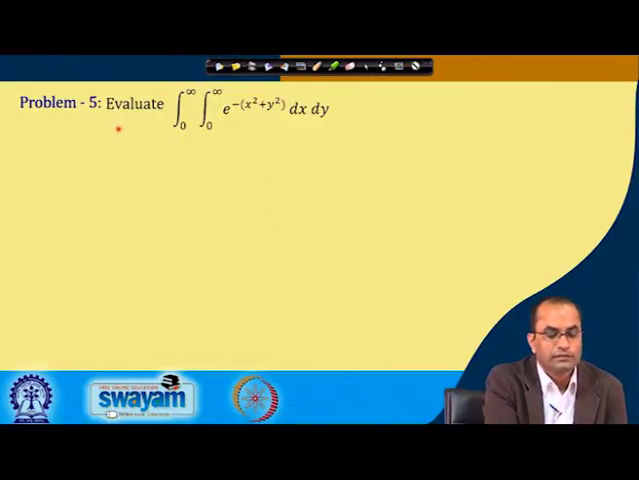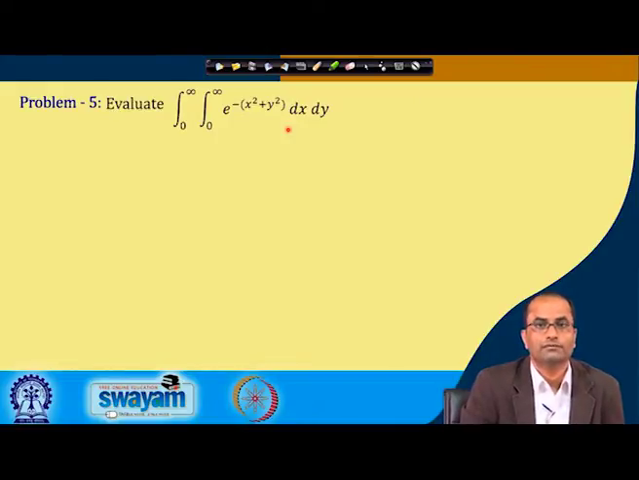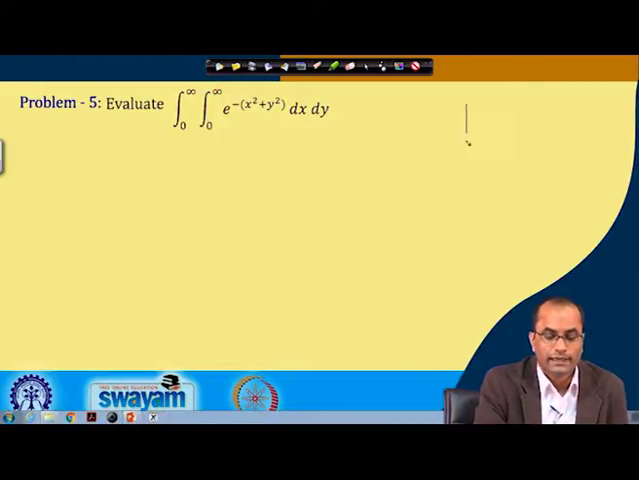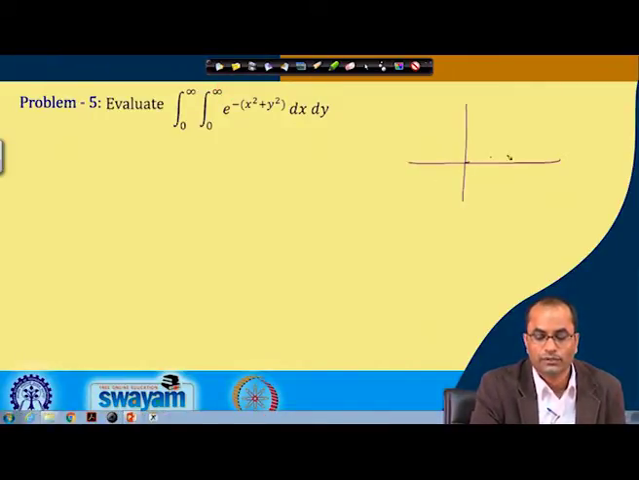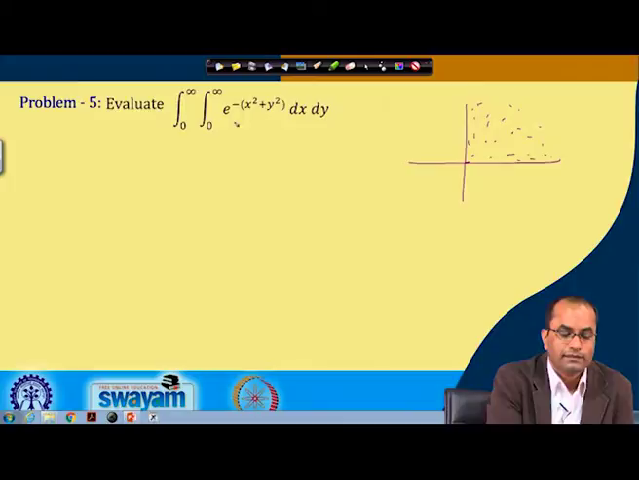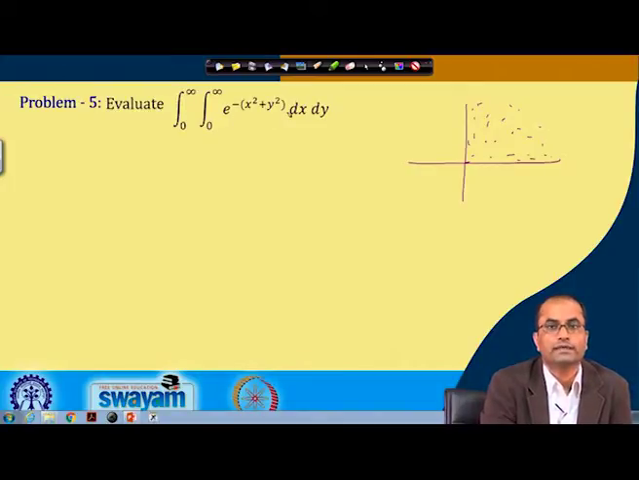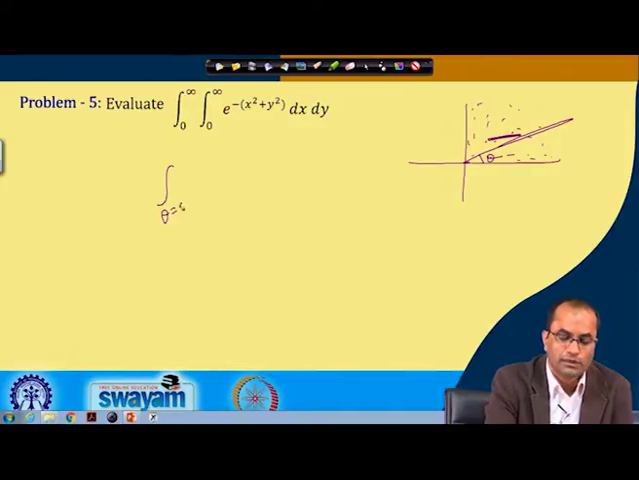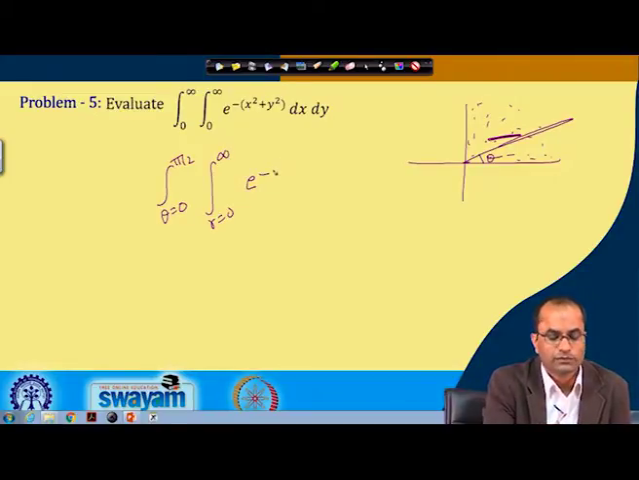The last example, another important example, which we can evaluate with the help of the polar coordinates. So, 0 to infinity, 0 to infinity, so that means we are talking about this first quadrant here, the whole up to infinity, and then e power minus x square plus y square dx dy. So, for this region here, now in terms of r and theta, theta varies from 0 to pi by 2, and r varies from 0 to infinity, and e power minus x square plus y square will become r square, and then dr d theta.